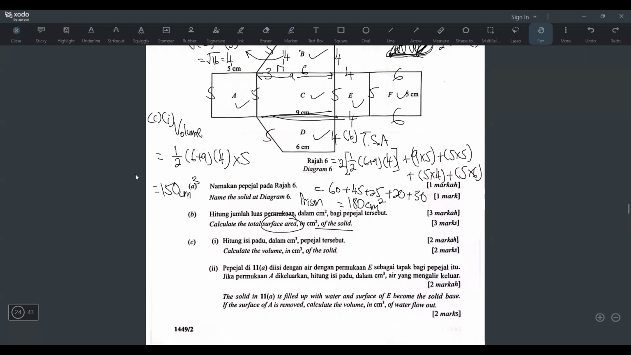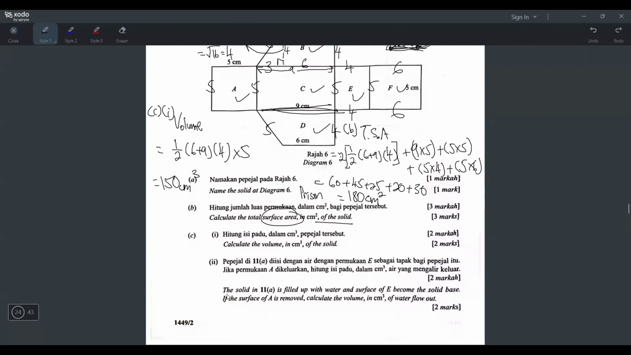Now let's do C2. Okay, let me scroll down a bit. Okay, I do it here. The solid in 11A, which is the prism, is filled up with water, okay? And surface E become the solid base. If the surface of A is removed, calculate the volume of water flow out.